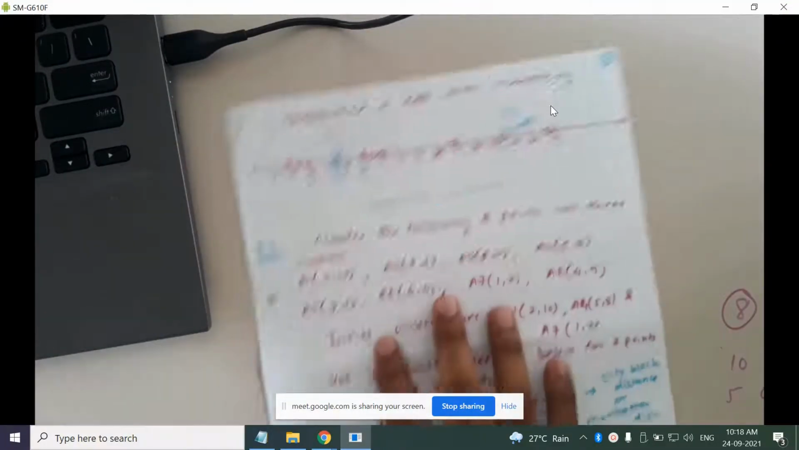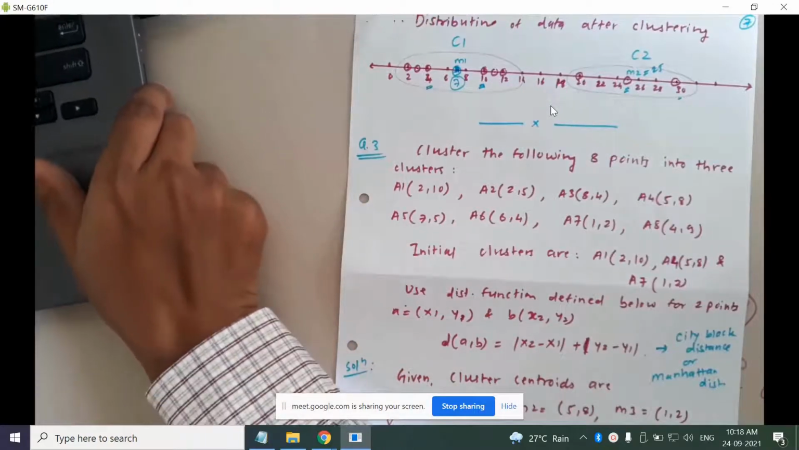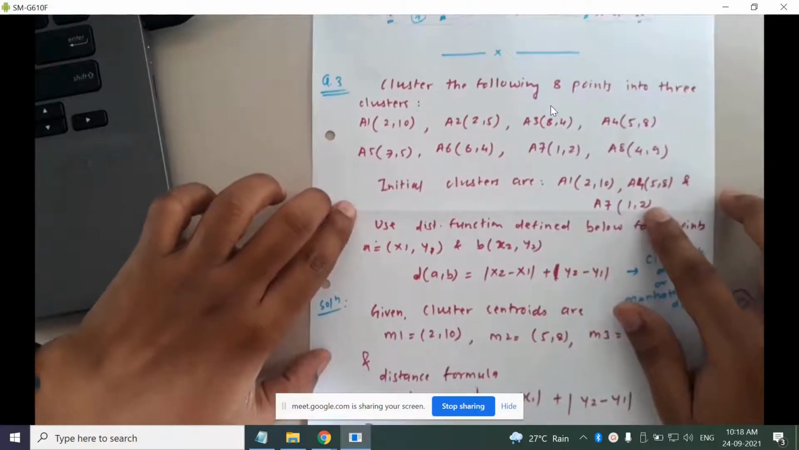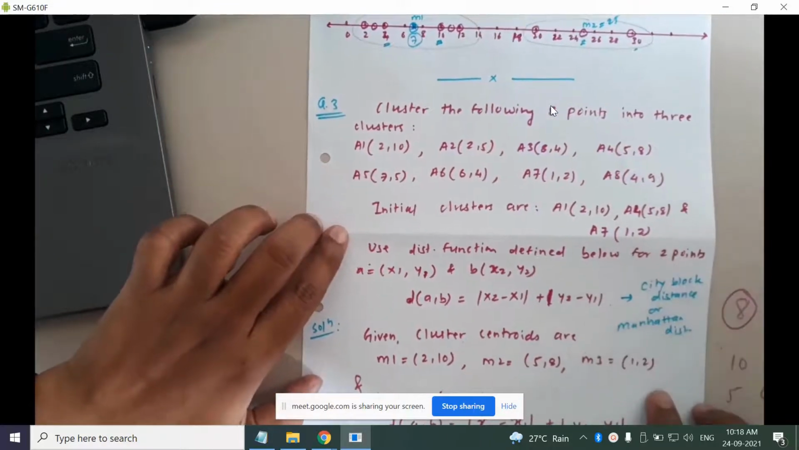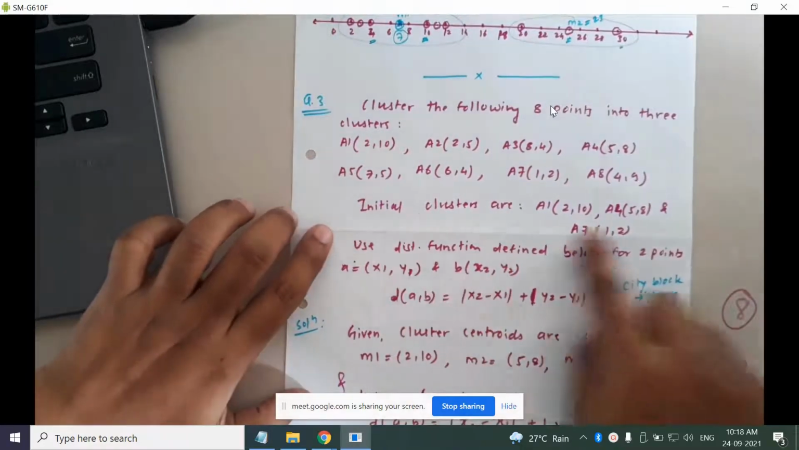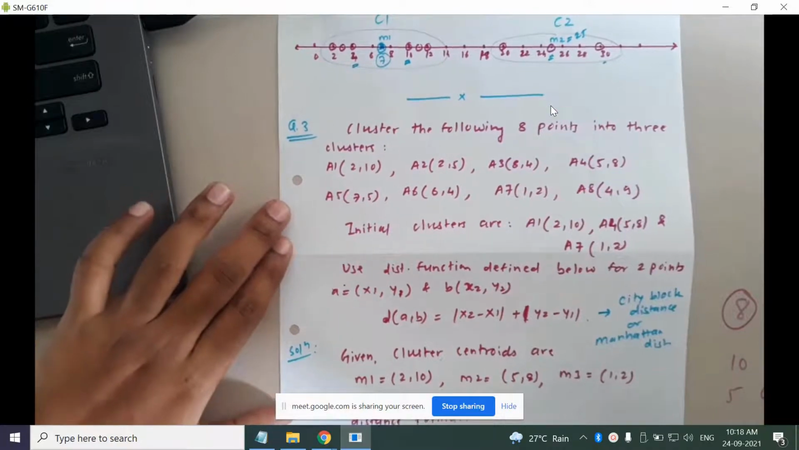Good morning, students. Today we have a tutorial class and we'll be solving one problem. Give a thought on this problem. Take 2-3 minutes to understand the problem first: what is given and what we have to do.